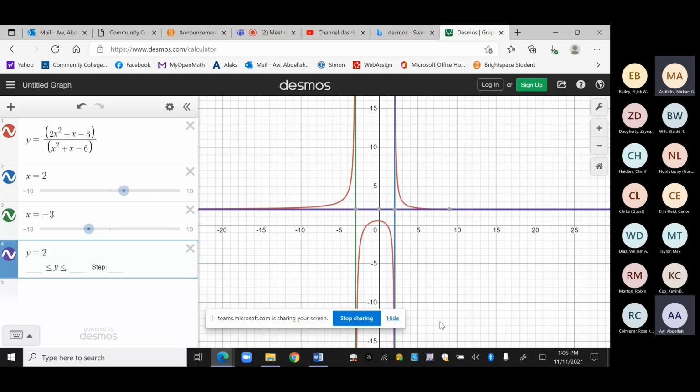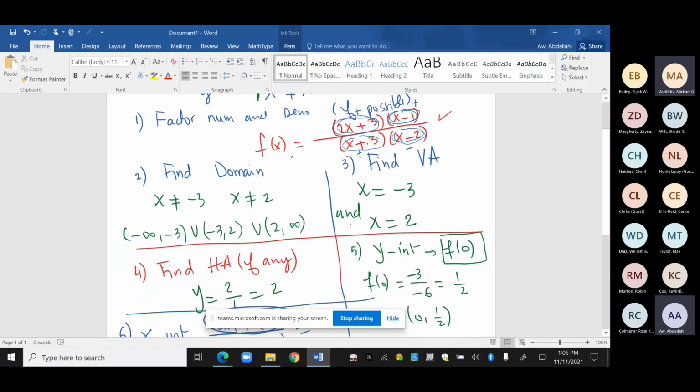So that is why in the test, even if I ask you to graph it, I'm not expecting a full graph. If the whole problem is worth 10 points, and you are able to graph the asymptotes correctly, I will probably give you 9 points out of 10.